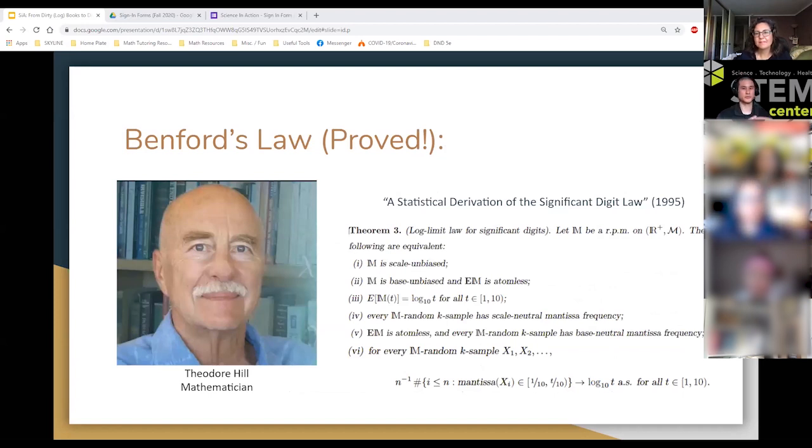And so fast forward from 1937 all the way up until 1995, it was left at this, whoa, this is a really cool fact, until 1995. Theodore Hill, who was a mathematician, finally was able to prove and statistically derive that this is in fact a true behavior of naturally arising numbers, numbers that you would find in the real world on their own, okay?